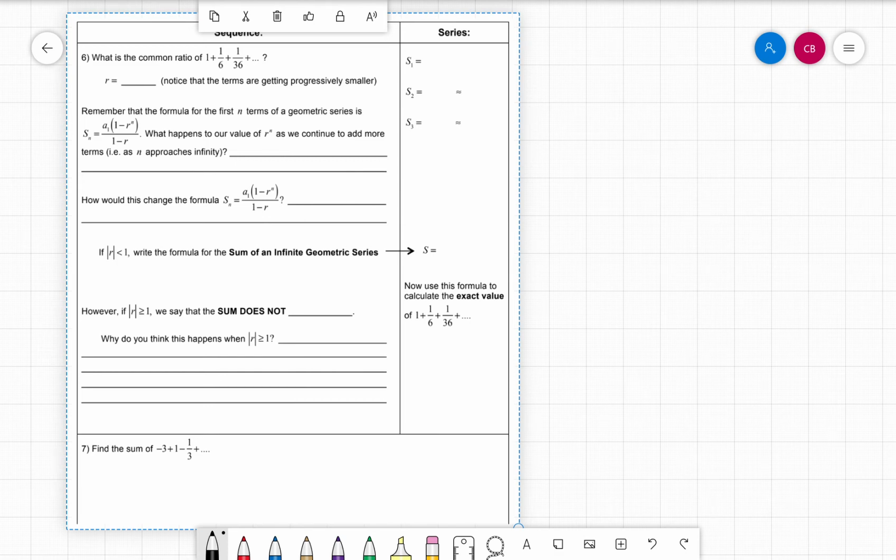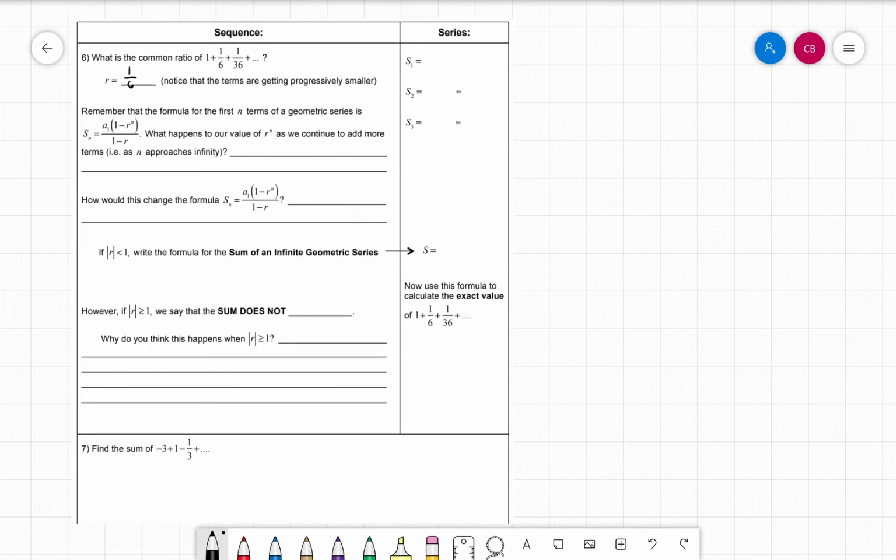Okay, so next we're going to talk about infinite series. So we have, what is the common ratio of 1 plus 1/6 plus 1/36 plus dot dot dot, and obviously this is going to continue on forever. Let's figure out r. Well, they look like they're dividing by 6 each time, which is the same as multiplying by 1/6. So r would be 1/6.